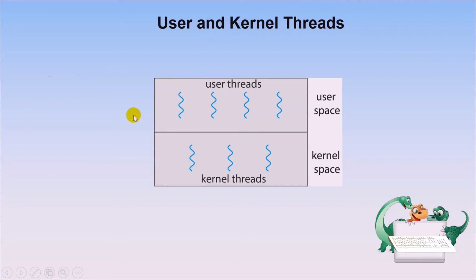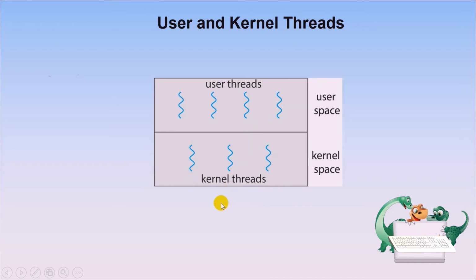So user threads are supported above the kernel, without kernel support. These are threads that the application programmers would put into their programs. Kernel threads are supported within the kernel of the OS itself. All modern OSs support kernel level threads, allowing the kernel to perform multiple simultaneous tasks and to service multiple kernel system calls simultaneously.